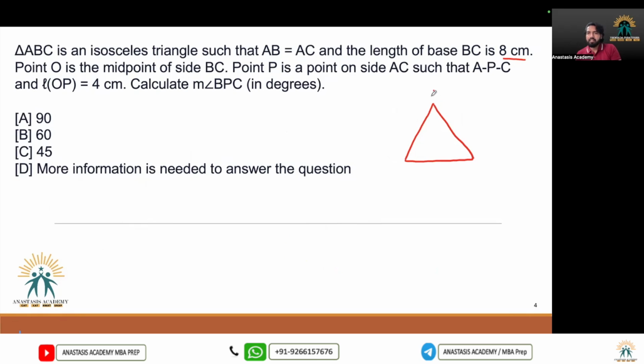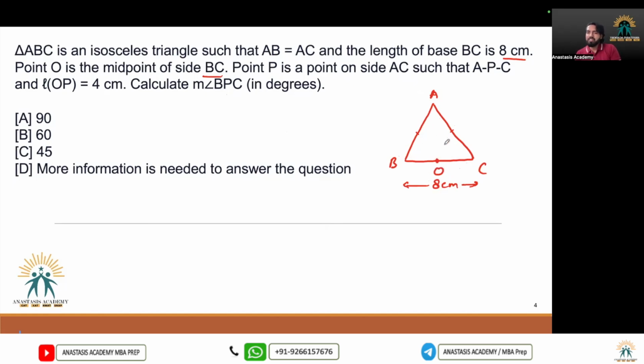So I can write these vertices as A, B, C, right? These two sides are equal. Now it is given that the length of this base is 8 centimeters. Now, point O is the midpoint of side BC. It is given that point O is the midpoint, right?